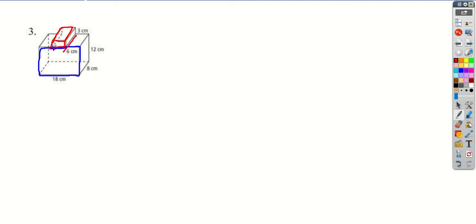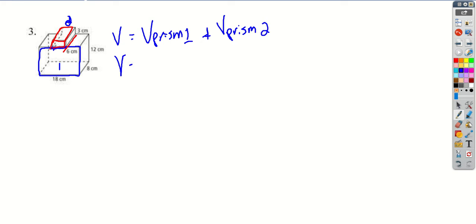So we're going to do just the two volumes and then just add them together. So the volume of the right is going to equal the volume of prism 1 plus the volume of prism 2. All right, so here's 1, there's 2, and that's a terrible looking 2, but there you go. So remember, it's just length times width times height because it's a rectangular prism for both.